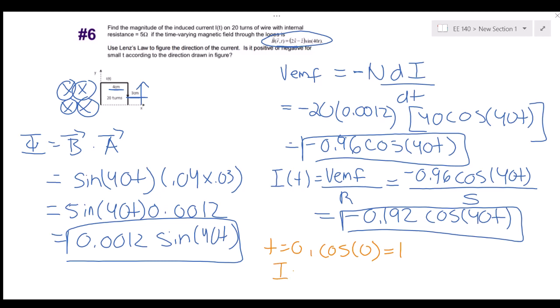So I induced would be in a counterclockwise direction. So if it's going in a counterclockwise direction, that means the sign is going to be negative according to Lenz's law. And that is it for this question.